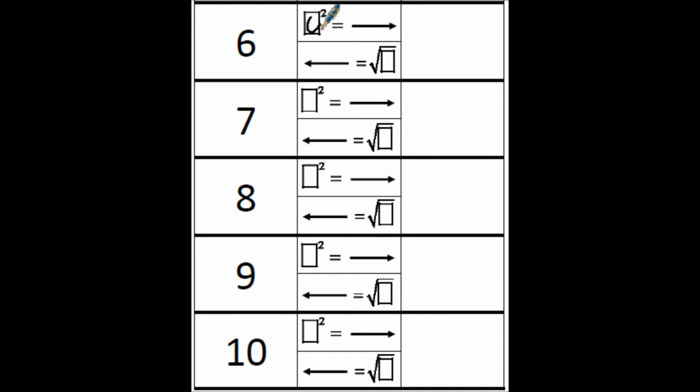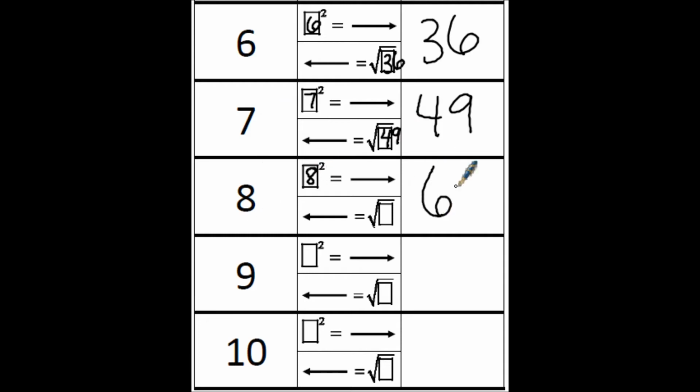Starting with our root of 6, we can square it to get our perfect square of 36. And taking the square root of 36 gets us back to our root of 6. Squaring our 7 would make a perfect square of 49, but taking the square root of 49 gets us back to our root of 7. Squaring 8 gets us a perfect square of 64, but taking the square root of 64 gets us back to 8. Squaring 9 would get us to our perfect square of 81, but taking the square root of 81 would get back to our root of 9.